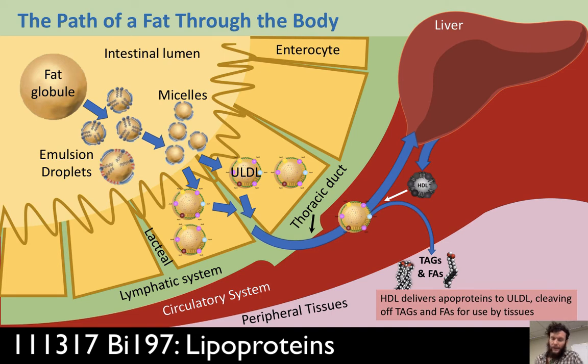Well, it does a number of things. One of the things that it does is it interacts with chylomicrons in the bloodstream. And since it's high-density lipoprotein, it means that there are more proteins and less lipids in it.